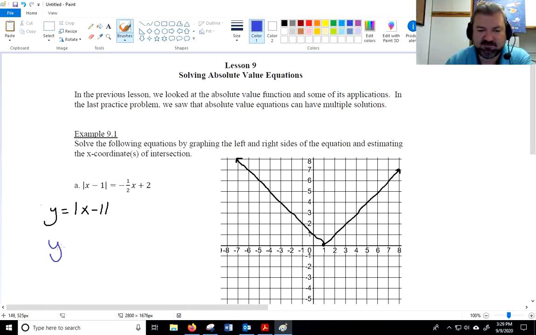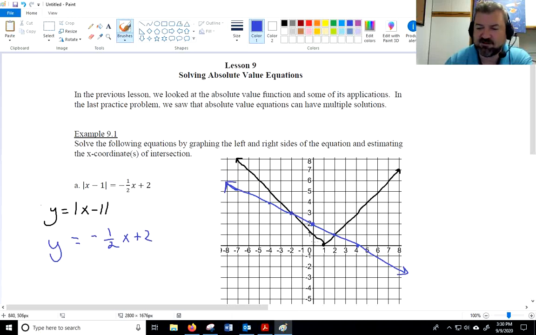All right, I'm now going to graph the right-hand side, which is negative 1 half x plus 2. Recall, we're looking for where these two functions intersect, and those intersection points are going to be the x values that are our solutions. So 2 on the y-axis, and I'm going to go down 1 and to the right 2 because this is a line with a slope of negative 1 half. Likewise, I can go up 1 and to the left 2. And I think we could see the line there. Something kind of like that, right?